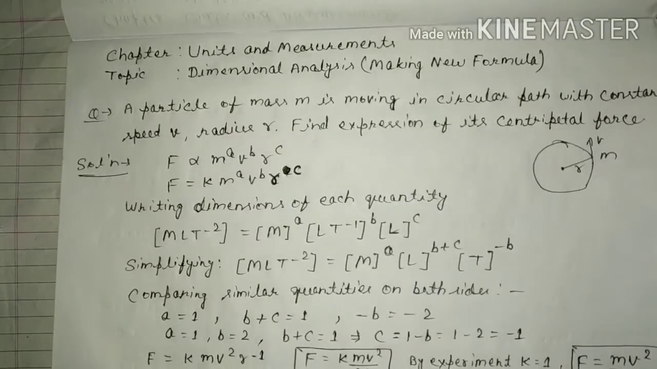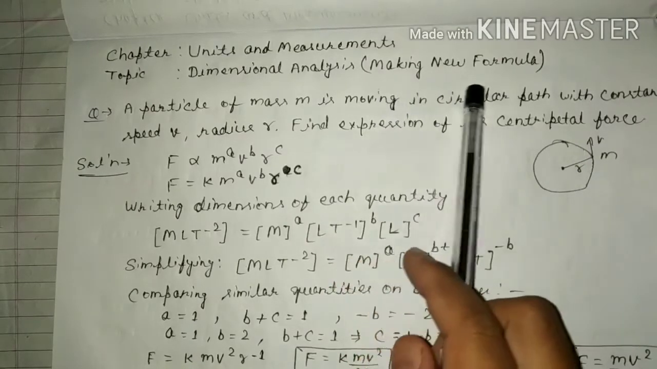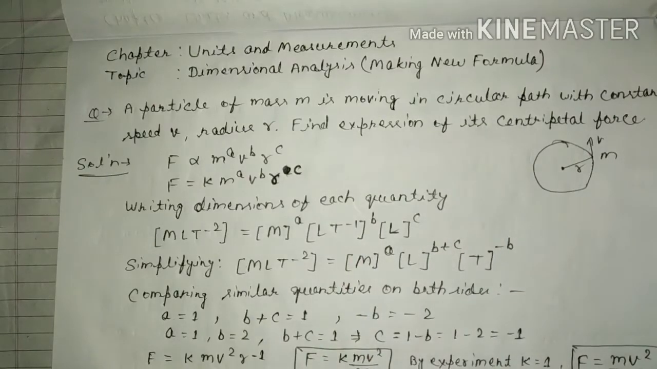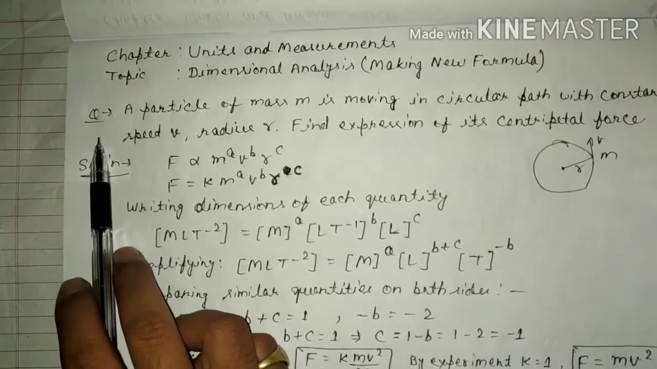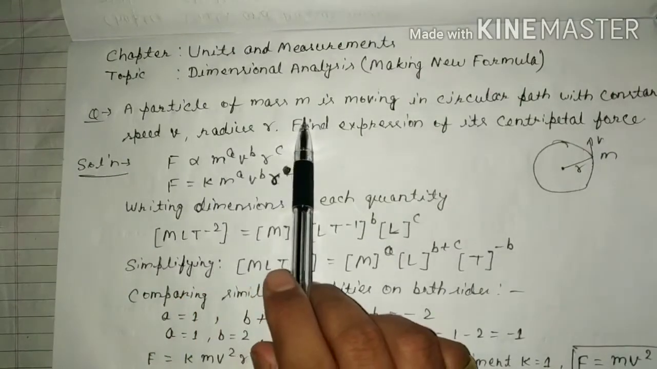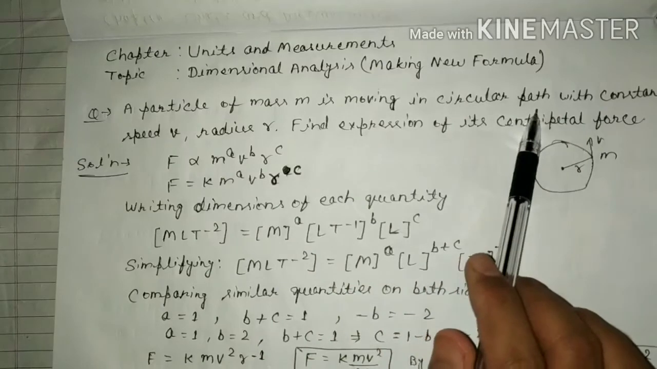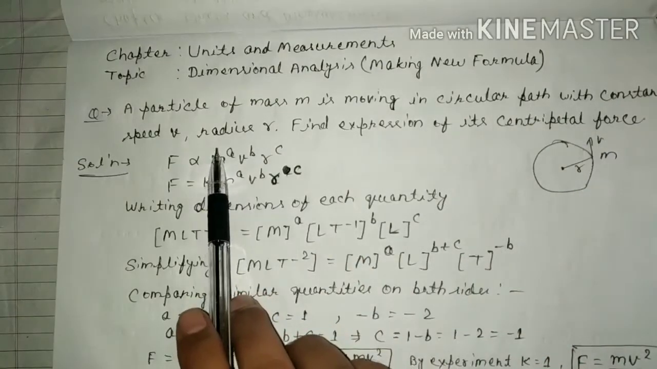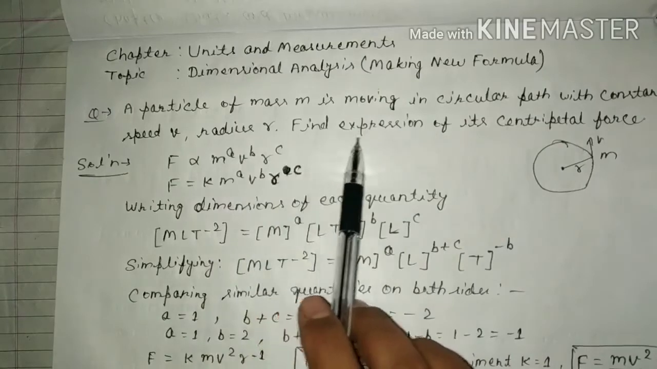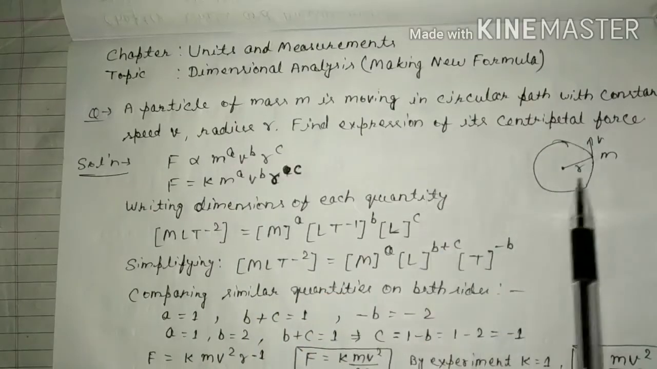Today we are going to start a new application of dimensional analysis: making new formulas. We can make a new formula with the help of dimensions if information is given between some quantities, like in this question: a particle of mass m is moving in a circular path with constant speed v and radius r. Find the expression of its centripetal force.